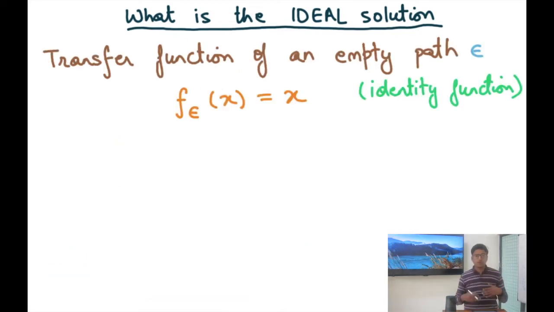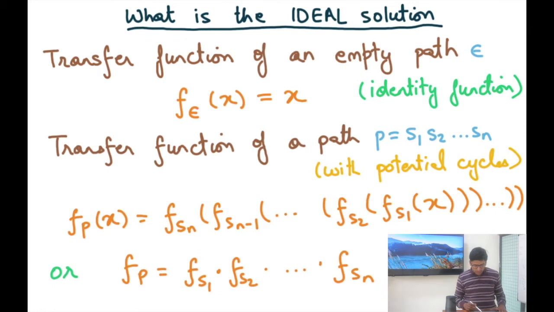To define the transfer function of a path, we use the intuitive, obvious definition: the transfer function of an empty path, a path which has no nodes whatsoever, is just the identity function. Recall that the identity function is supposed to be in our family of transfer functions. So f of epsilon of x is just x. Then the transfer function of any other path formed by nodes or statements s1, s2, ..., sn, and notice that this path can have cycles, so the same statement may repeat multiple times in this path. It could be, for example, s1, s2, s3, s2, s3, ..., sn.